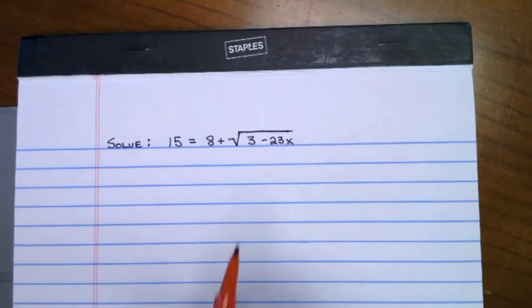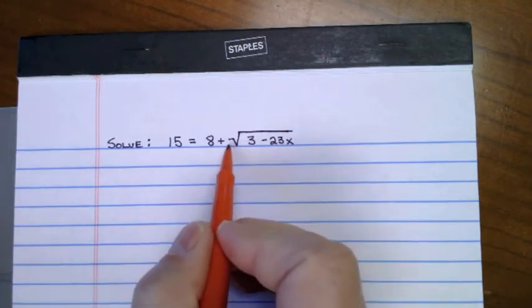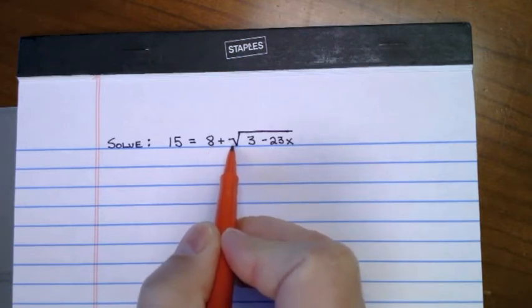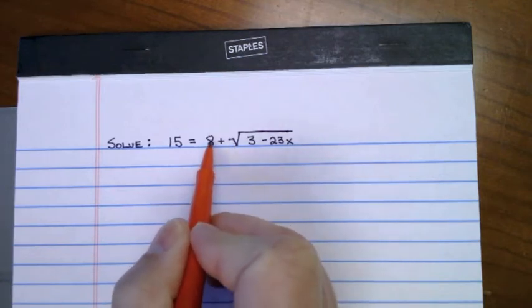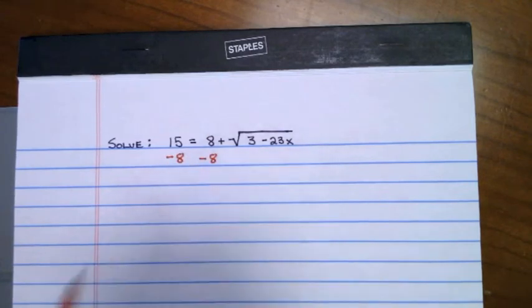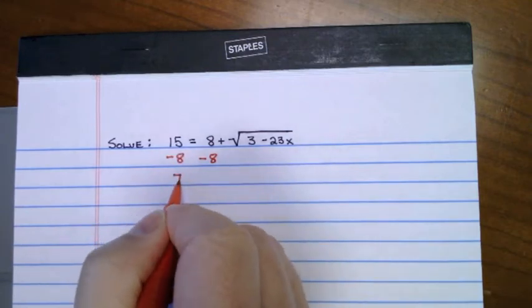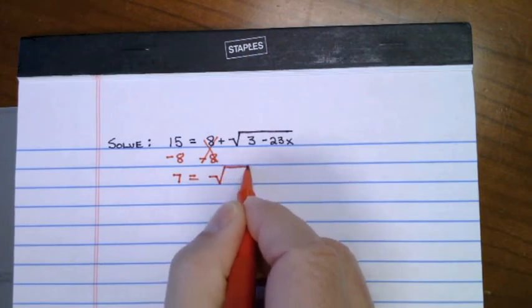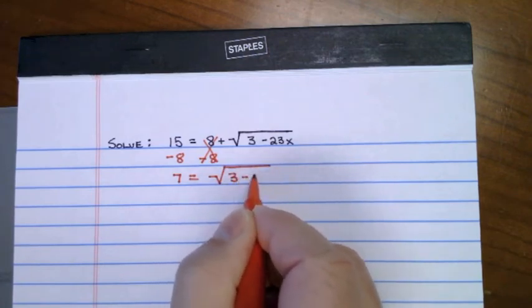In this example, I've got numbers on the outside of the radical symbol. I've got this number right here on the outside of the radical symbol, and I need to get rid of it. It's not right beside the radical symbol. That means it's not multiplying. This is a positive 8. I need to subtract 8 from both sides to get rid of that 8. 15 minus 8 is 7. This cancels out. I have now isolated this radical symbol.